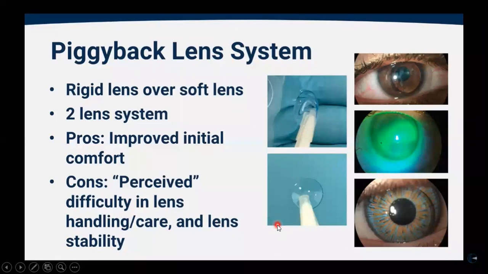The problem with this is that handling is difficult, because the patient has to do care and maintenance for two lenses. Soft lenses need one kind of cleaning solution, and for RGP lenses the cleaning solution is different. So two-lens cleaning and care maintenance is required, and of course the cost would be higher because they have to use soft contact lenses and RGP contact lenses at the same time. So they also have to purchase these soft lenses. So cost would be a little bit higher.